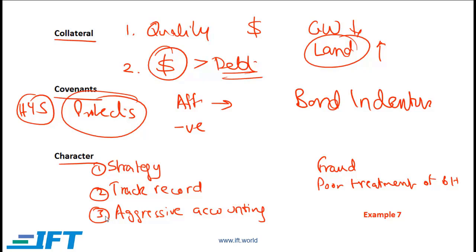We should also look at whether the management team is engaging in any sort of aggressive accounting. If it is, that would be a negative. We should check whether there are any reported incidences of fraud. We can also look at whether there has been poor treatment of bondholders in the past. So these are just a few items that are highlighted in the curriculum, and from an exam perspective, these are good enough. What you now need to do is work on example 7, which focuses on the 4 C's.